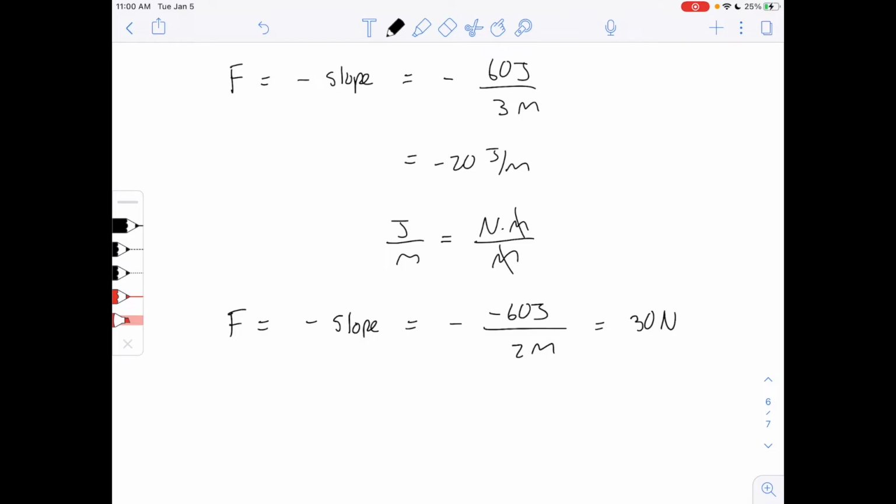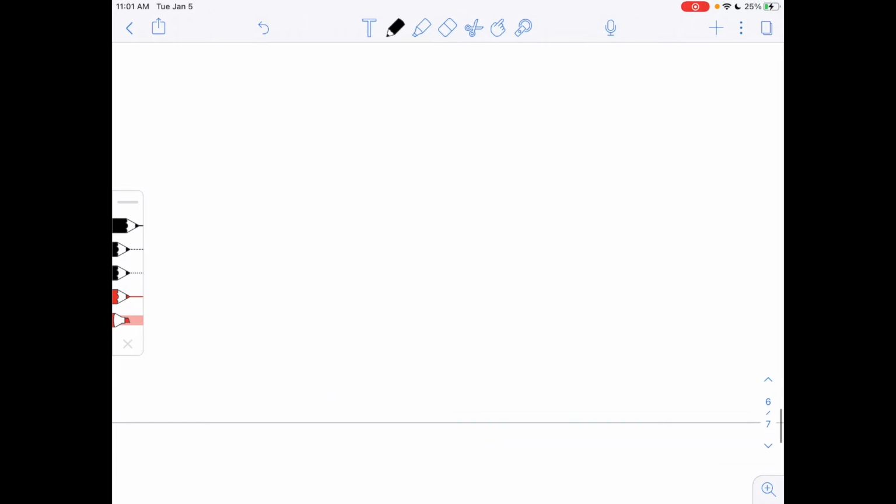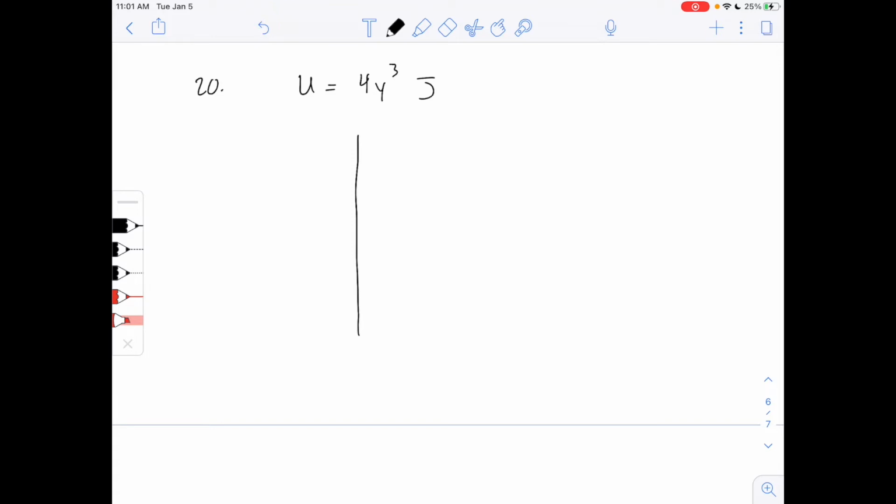All right, this next example is just for AP. And we're going to look at number 20 for this next example. We have a particle moving along the y-axis, has potential energy of U equals 4y cubed joules, where y is in meters. So this is number 20. We have potential energy is equal to 4y cubed joules. Okay, and first thing we need to do is graph the potential energy from 0 to 2 meters.